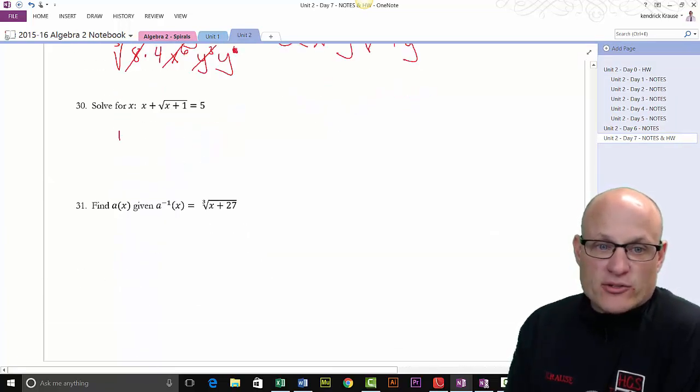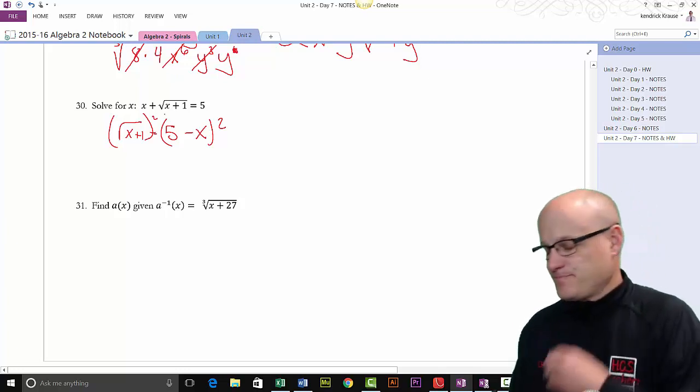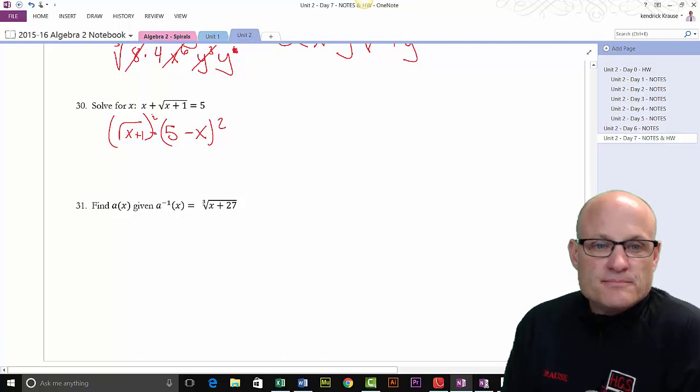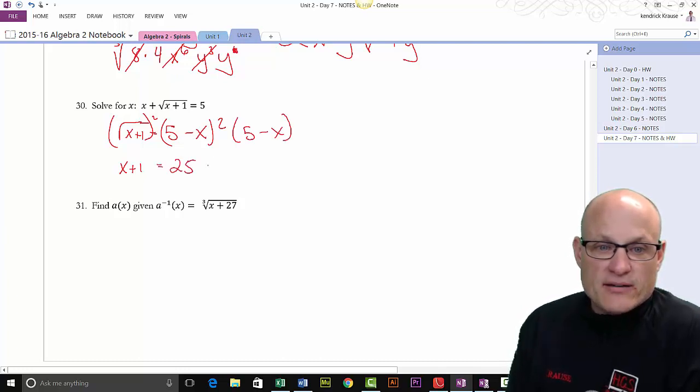Isolate the weird thing, so it's going to be square root of x plus 1 is equal to 5 minus x. Now I got to double distribute because I want to get rid of that radical, so I have to square both sides. If I square this side, I just get x plus 1. This one I have to write twice and do some math on. So this is equal to 25 minus 10x minus 5 plus x squared.